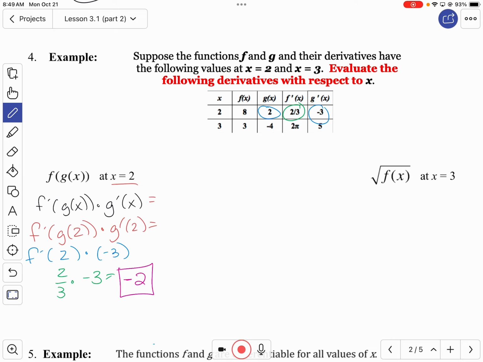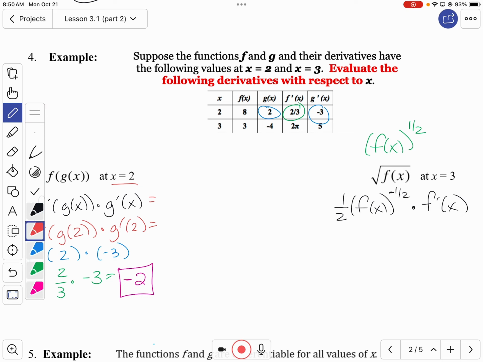Okay. Let's do the next one together as well. I'm going to actually rewrite that function to start. Because the square root of f of x, would you agree that that's f of x to the 1/2? Okay. So does it require the chain rule? Yeah, it sure does. So we're going to take 1/2 times f of x to what power? Negative 1/2. Good. Times the derivative of the inside. Well, the derivative of the inside is just f prime, because I don't know what f is.